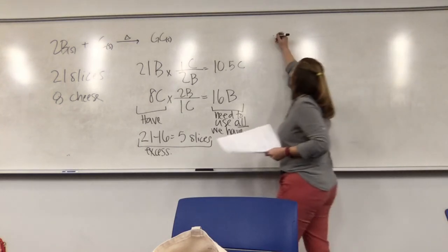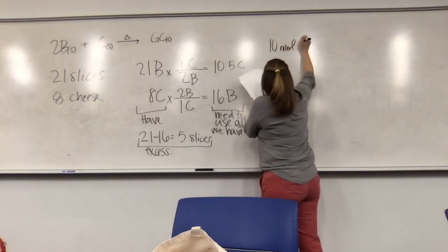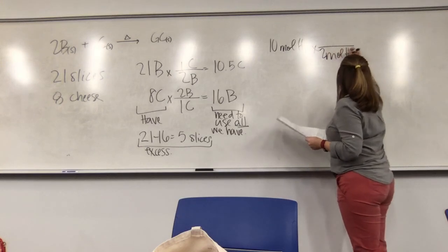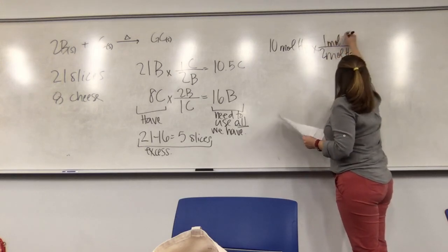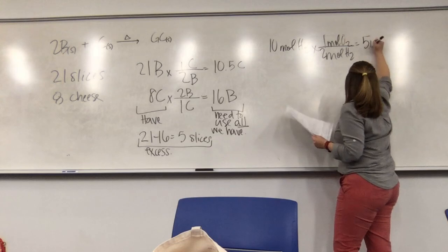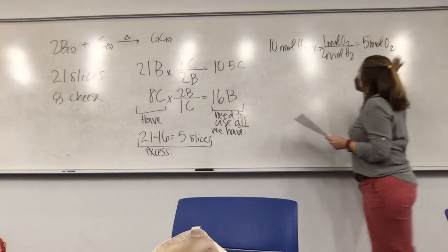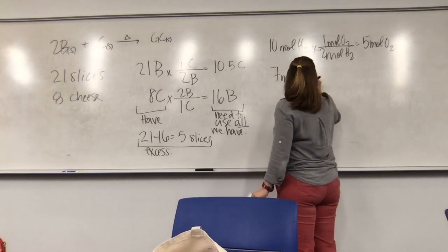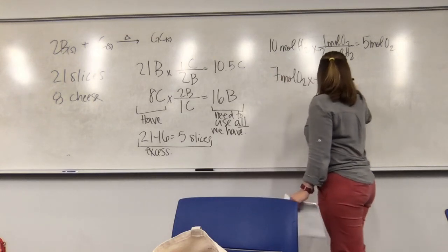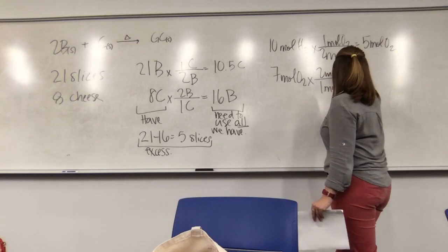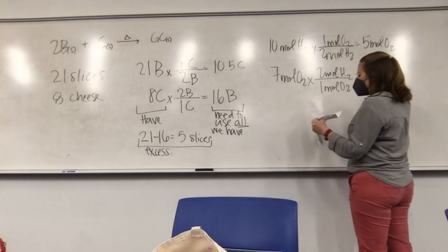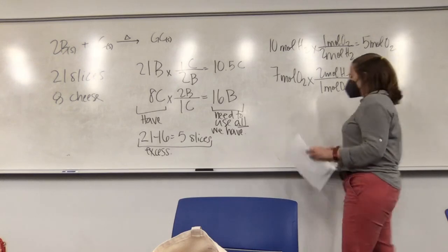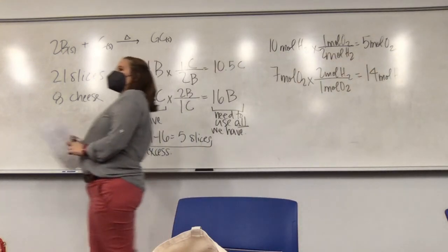So we're going to take our 10 moles of H2, react 2 moles of H2 to 1 mole of O2, and that's going to give you 5 moles of O2. Or you can take your 7 moles of O2, 1 mole of O2 to 2 moles of H2, and that's going to give you 14 moles of H2. So I do these calculations.